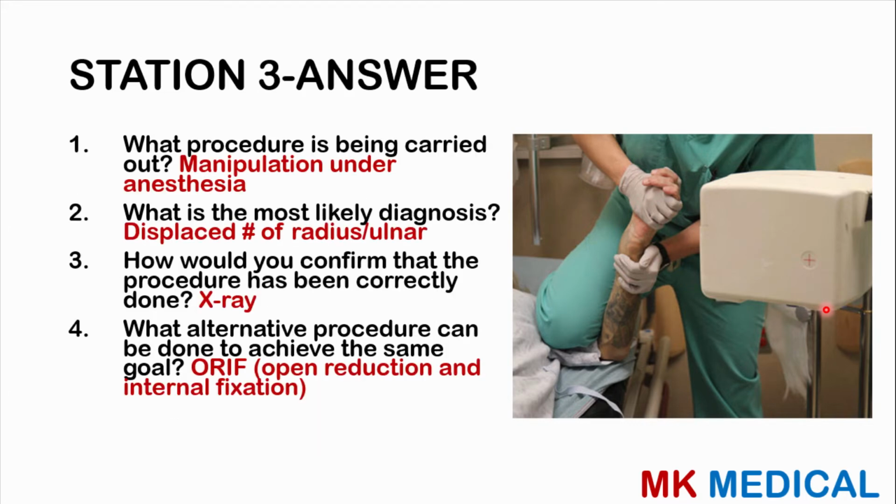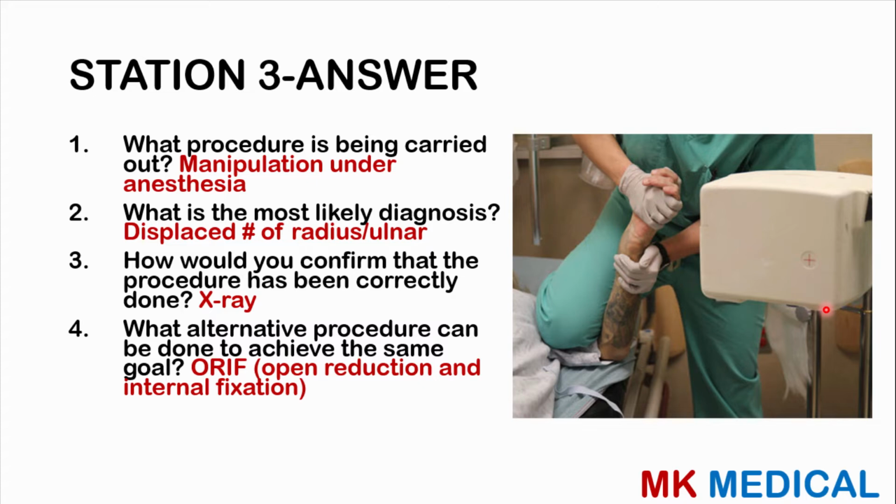And here comes the answer. So this is obviously MUA, manipulation under anesthesia. Most likely this person has a displaced fracture of either the radius or the ulna. And how you would confirm this is of course ordering a check x-ray, a post-reduction x-ray.